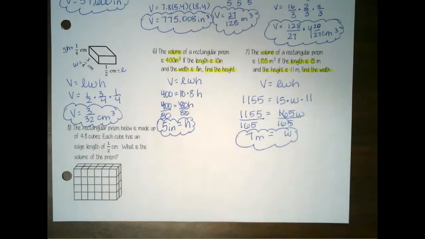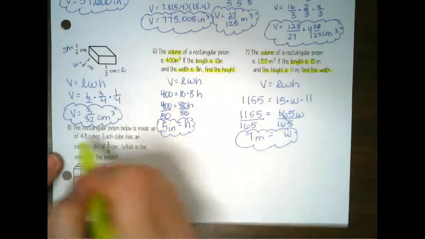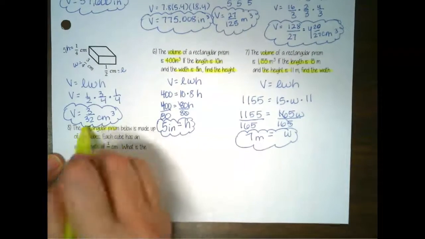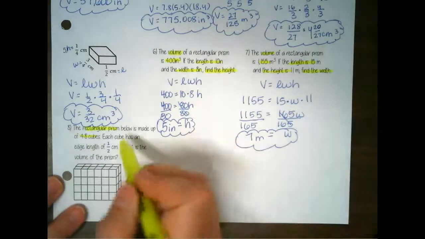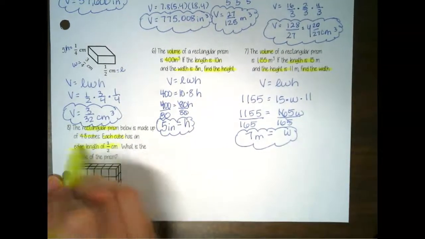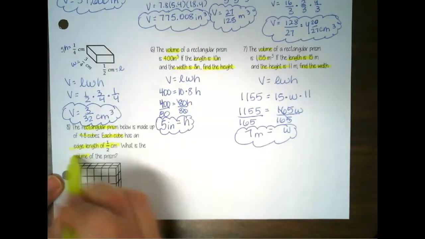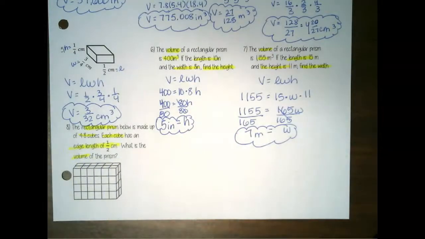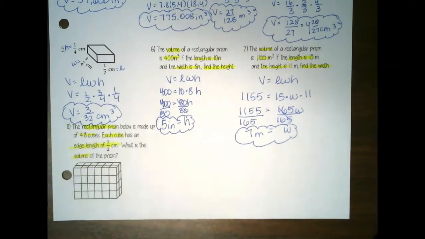Okay, last one, and this is a fun problem. The rectangular prism below is made up of 48 cubes. So that sounds important. Each cube has an edge length of 1/2 centimeters. What is the volume? Okay, the most common mistake is to say, oh, well, they gave us the volume, and there's a half, so we're going to divide it because it's got to get smaller, and the answer is 24. No, no, no, don't do that. Okay, so that's the first thing we're going to write down.